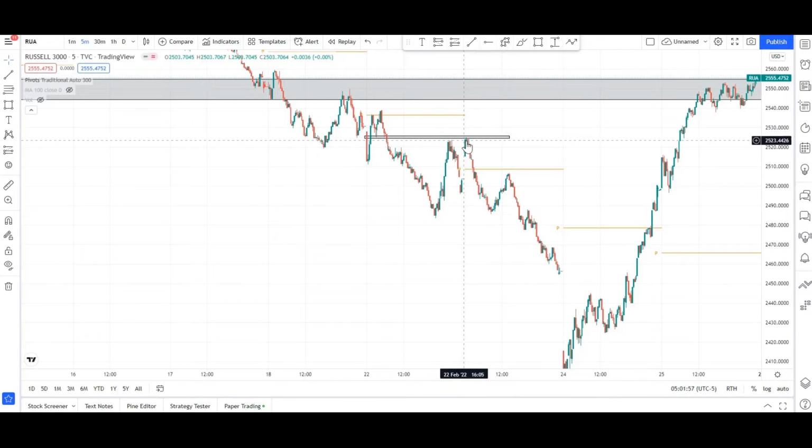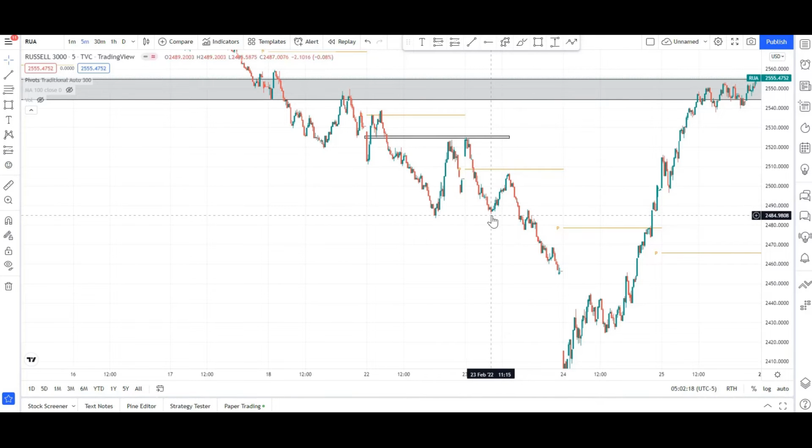This day also you can see that this is acting as resistance, and how nicely it gives us our first and second target. You can see here this is our target. So our first target, second target, after that some reversal came. After that also you can see here this is the day low. After that it tested whenever it came down.